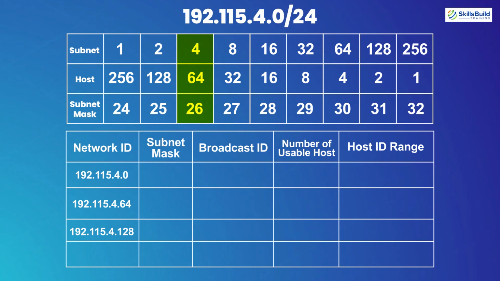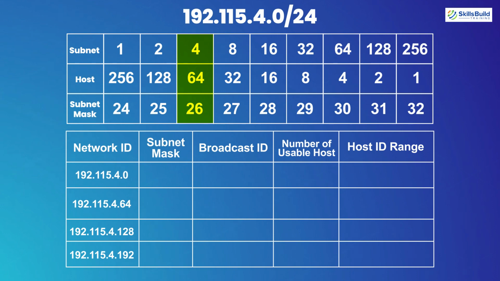Again, just add 64 to it and the following network ID will be 192.115.4.128. And as we know that we have to make 4 networks, so again we will just add 64 into it. And the last network ID will be 192.115.4.192.